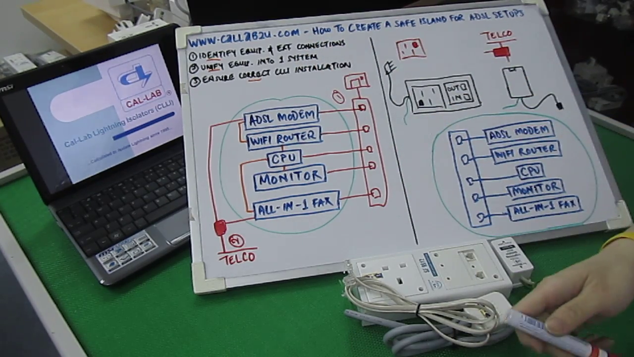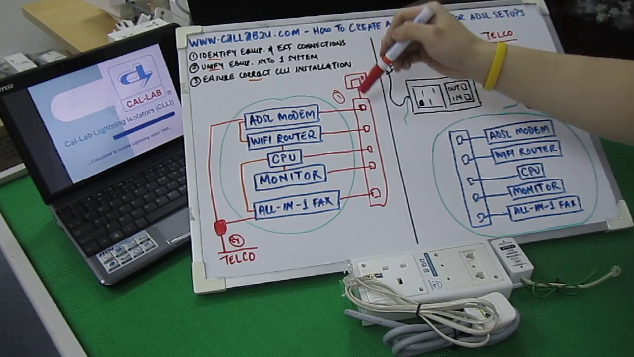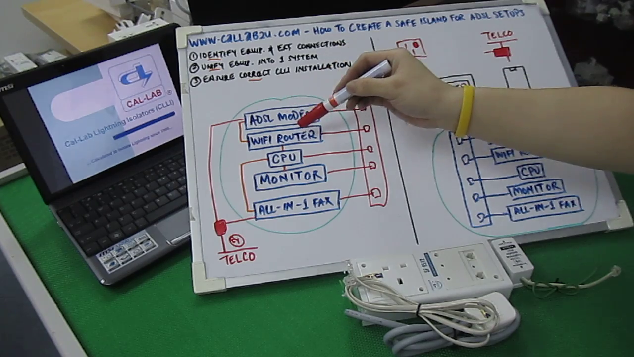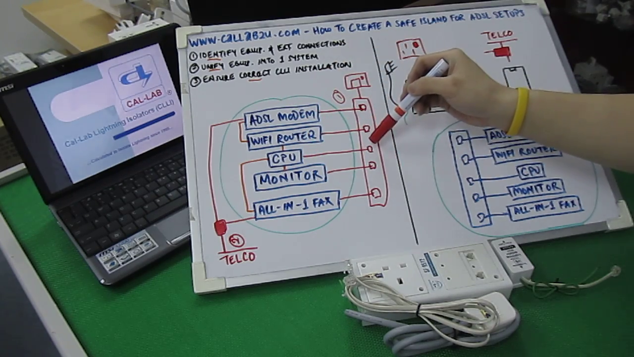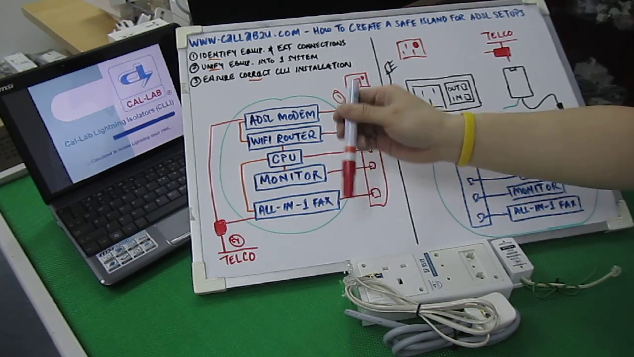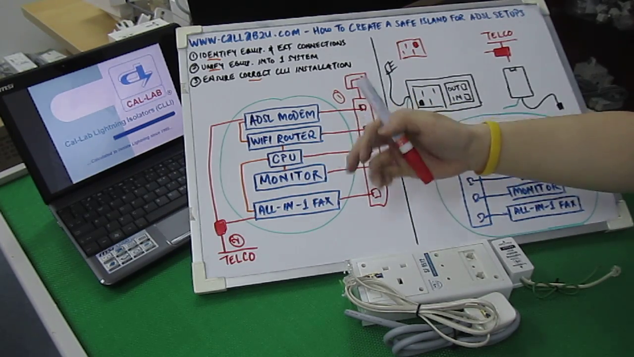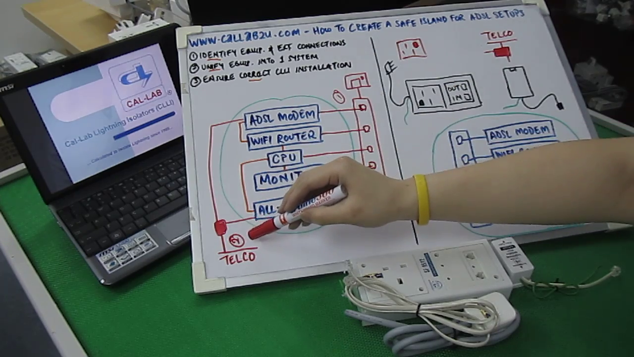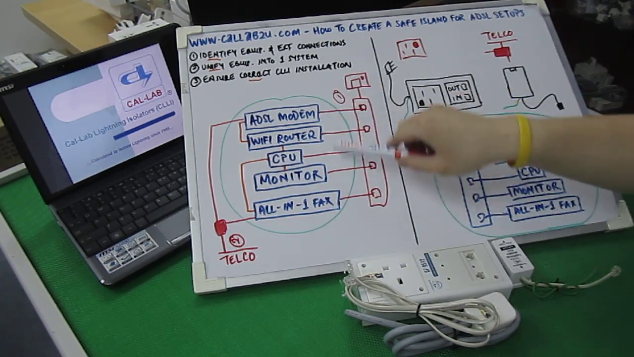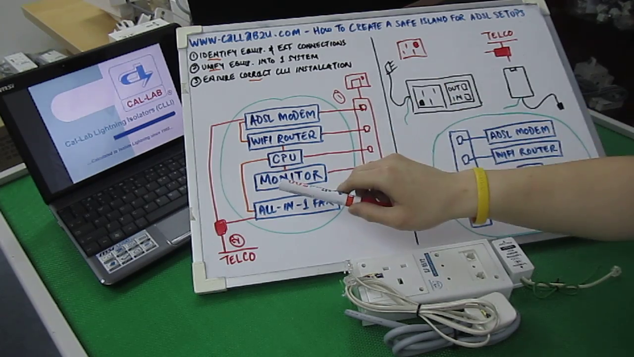In this particular case, the ADSL modem has a power supply as well as a telco line coming in. Wi-Fi router, CPU, and monitor have a power supply. An all-in-one fax machine has a power supply as well as the telco line. So we've identified the external connections, two types. The first one is power supply. The second one is the telco line. So that's step number one, identifying the equipment you want to protect as well as the external connections.